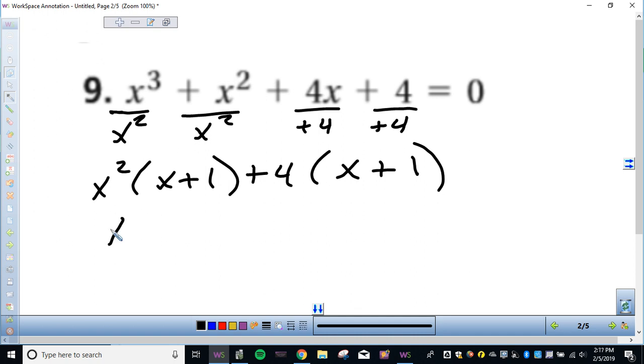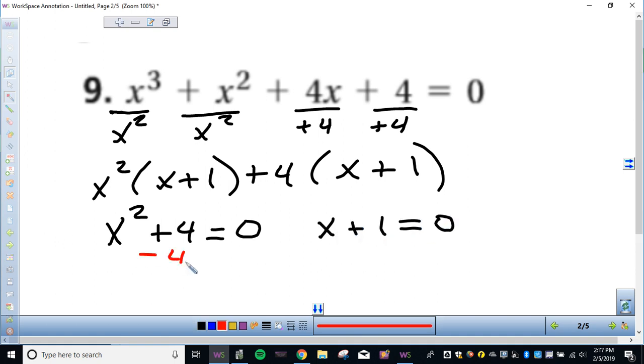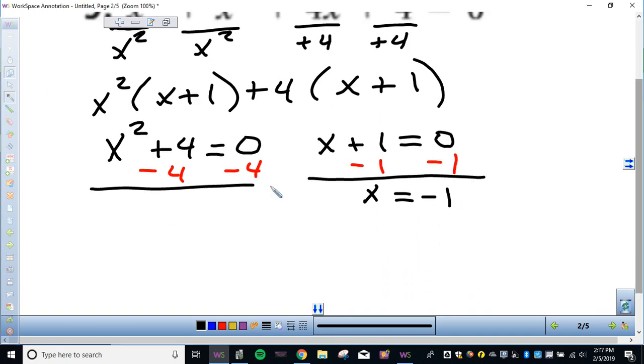Then I make a parenthesis out of x squared plus 4. I'm just going to go ahead and set it equal to 0. And then I also do x plus 1 equals 0. So here I'm going to subtract 4 from both sides. Over here, subtract 1 from both sides. I get x equals negative 1. Over here, I get x squared equals negative 4.